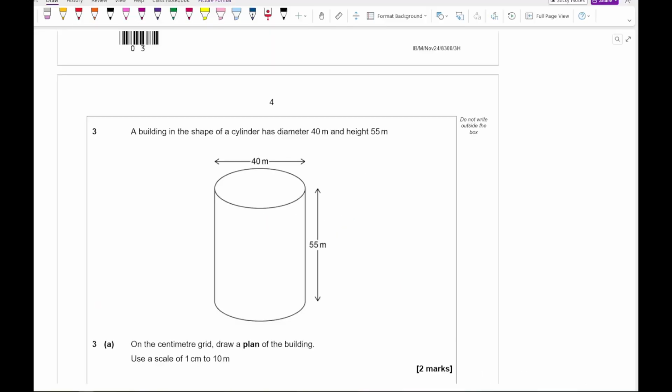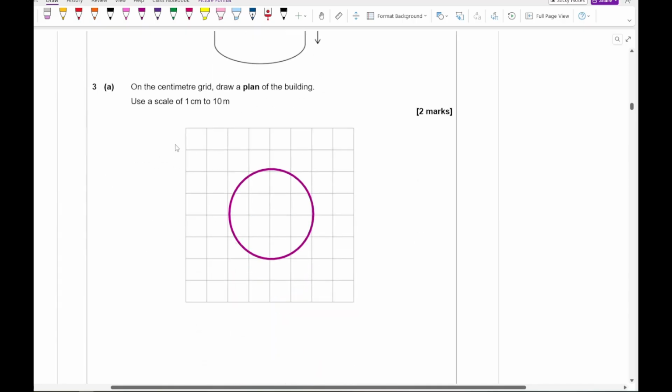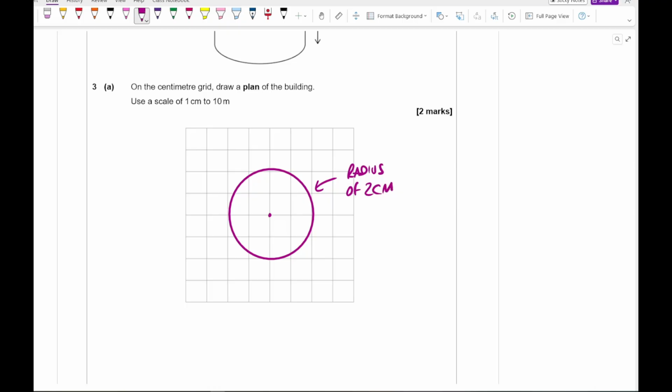Then moving on to question 3, it says the building is the shape of a cylinder, has a diameter of 40 meters and a height of 55 meters. And for question 3, it says on a centimeter grid, draw a plan of the building, using a scale of 1 centimeter equals 10 meters. So for this, all we need to do is draw a circle with a radius of 2 centimeters, and that is our plan view, the view from above.